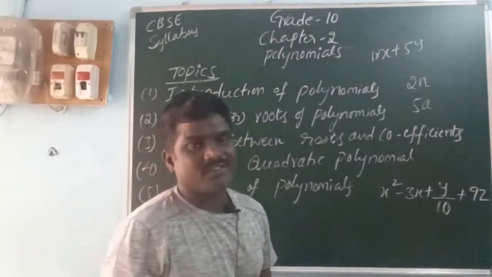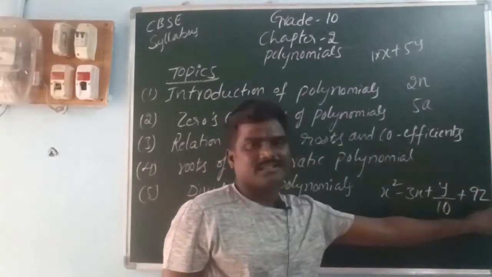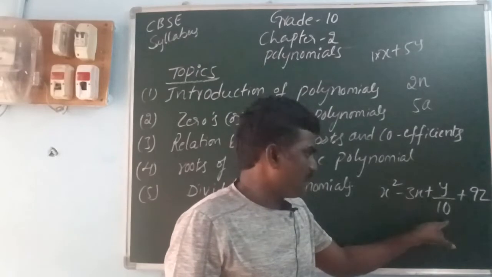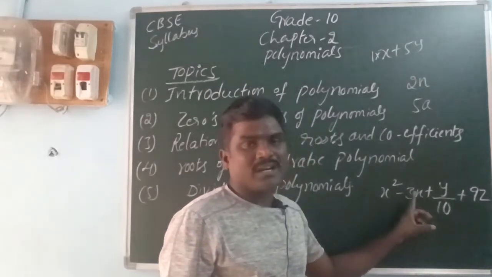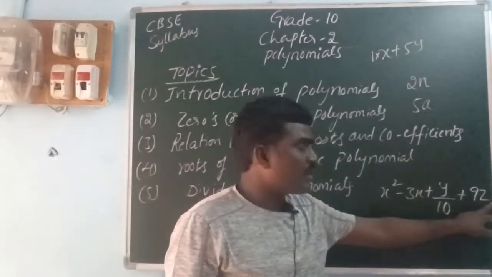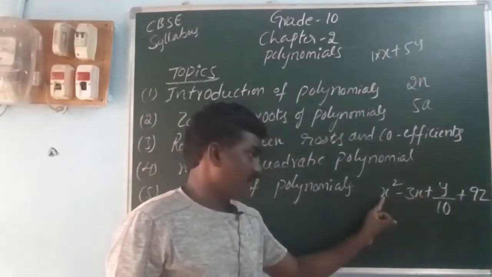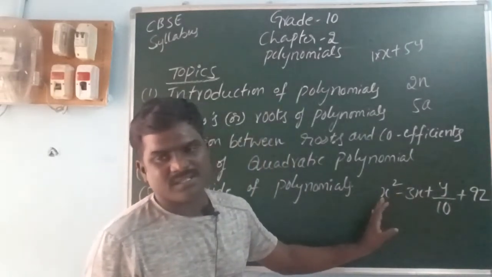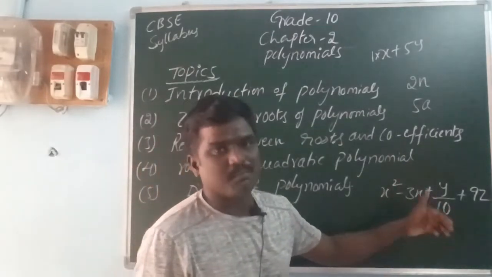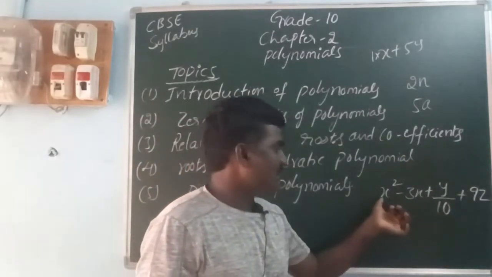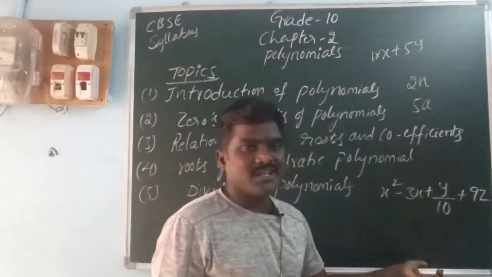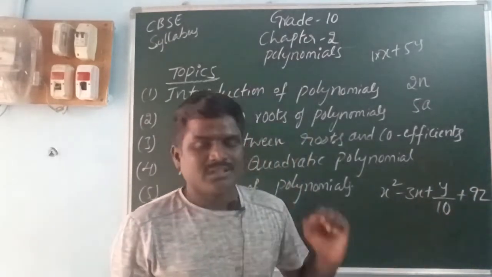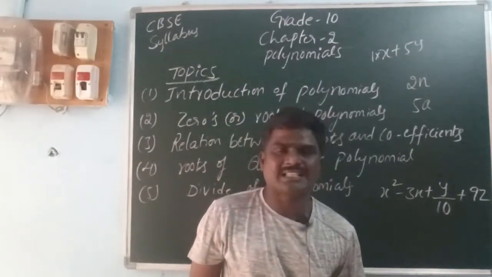9z. What are the variables here? x, y, z. The binary operations here are minus, plus, divide. 3x means 3 into x. 9z means 9 into z. x square we can write as 1 into x square. So the binary operations are into, plus, divide, minus. Variables are x, y, z. Constants are 1, 3, 9, 10. So this is called an algebraic expression.